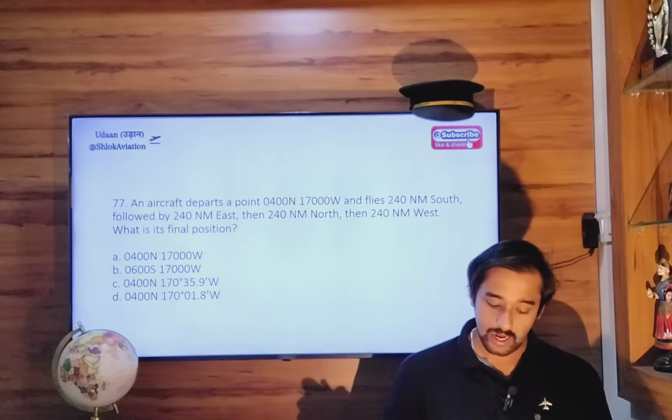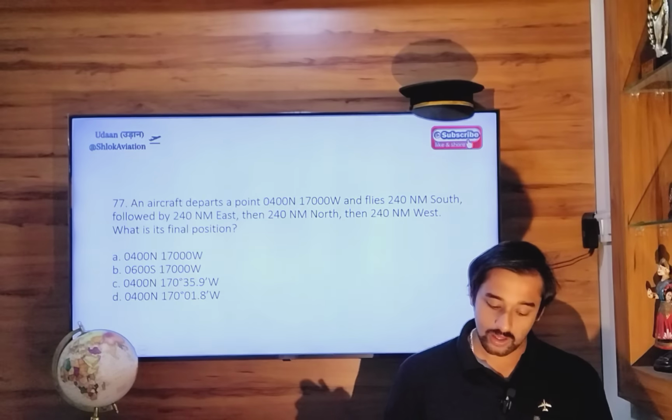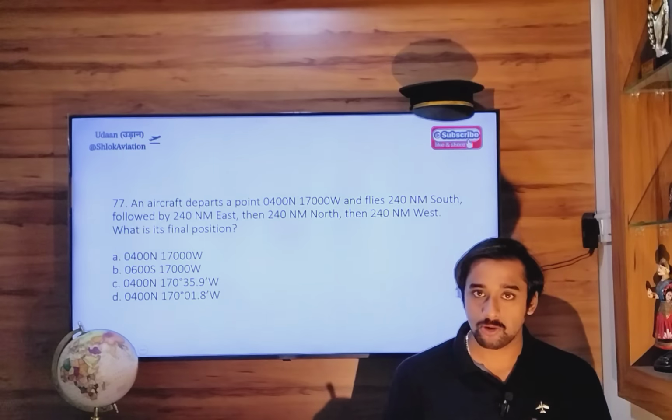Aircraft departs at 4 degrees north, 170 west. It flies 240 miles south, then east, then north, and then again west. What is its final position?